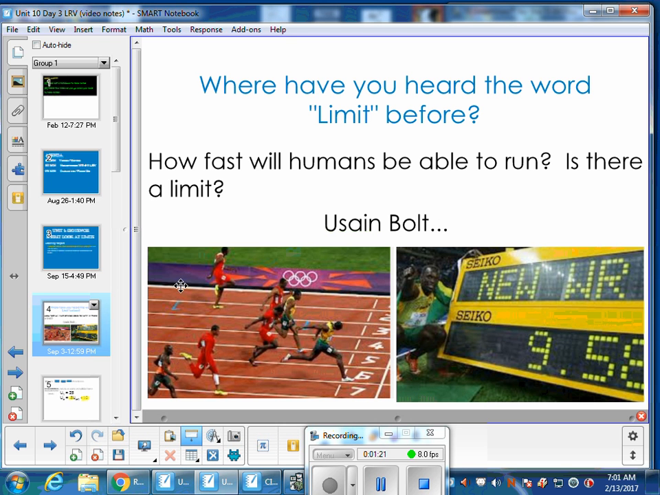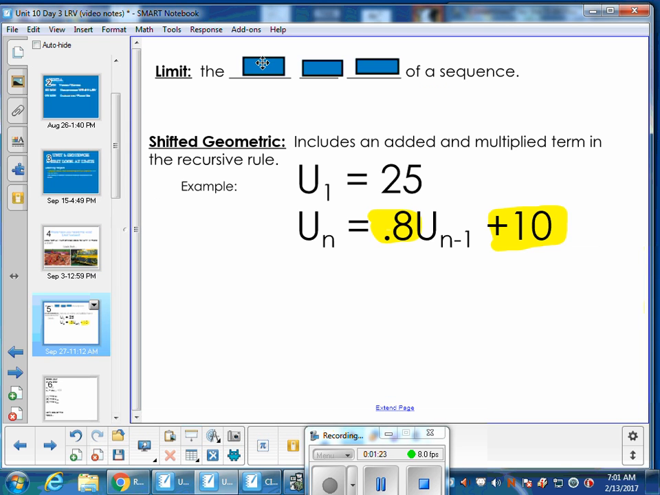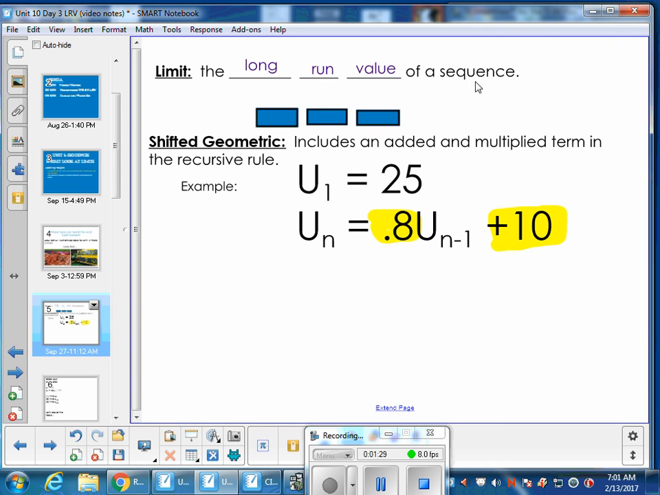So when we're talking about sequences, the limit we refer to is called the long run value. So this is where I would pause the video and say, oh, I should write this down. So when I'm asking you to find the long run value, I'm asking you for in the long run, what is the value of the sequence going to level out to? Because it's going to have a limit of how big or how small it can get.